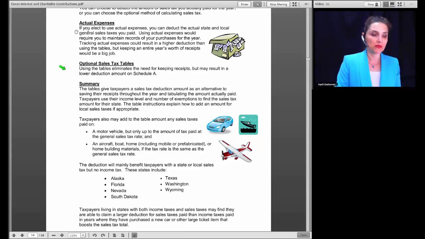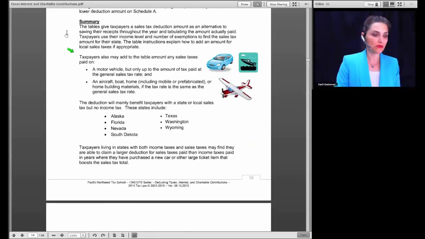The main difference between actual and optional beyond the work level is if you actually are pretty good at spending and you spend everything you make, you're not a hoarder, you're not a saver, just spend, spend, spend, the actual expenses might give you a bigger deduction. Whereas using the optional sales tax table is controlling the amount that you are allowed to deduct regardless of how much you actually spent. So in summary, the tables give taxpayers a sales tax deduction amount as an alternative to saving their receipts throughout the year and tabulating the amount of tax actually paid.